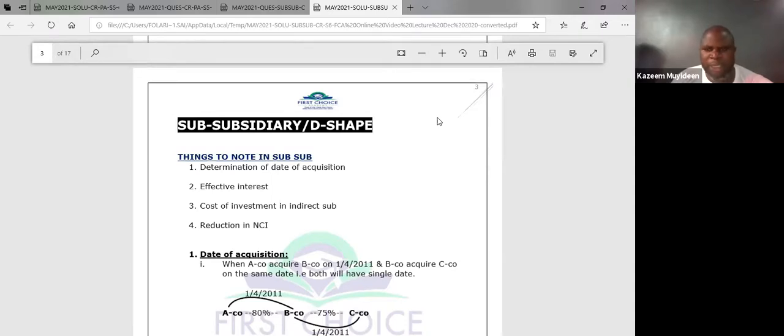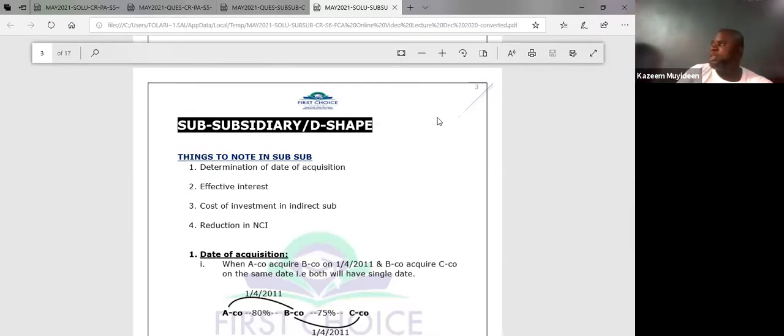We have so many issues to discuss, just within the time allowed. We have sub and D shape, then piecemeal acquisition. Sub and D shape has been the most regularly tested area in ICAN exam, tested severally.